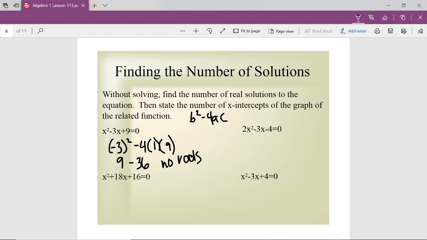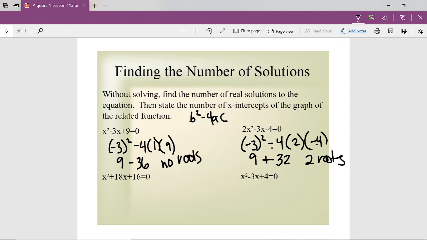All right, let's do this. 2x squared minus 3x minus 4. So I get b as negative 3. So negative 3 squared minus 4 times 2 times negative 4. So we get 9. And then we have a negative and a negative here, meaning we're going to get a positive number. So plus, that looks like 32. That's a positive number, so we're going to get 2 roots.